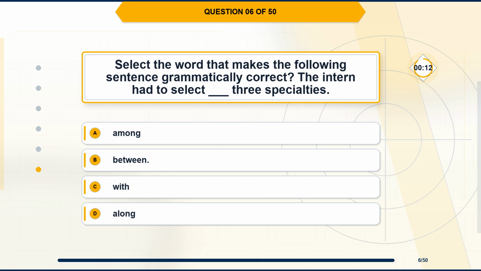Question 6. Select the word that makes the following sentence grammatically correct. The intern had to select blank 3 specialties. Option A. Among. Option B. Between. Option C. With. Option D. Along.